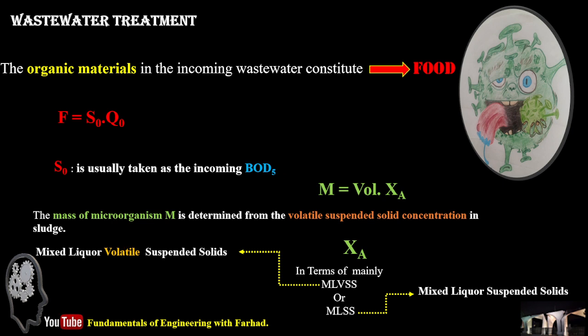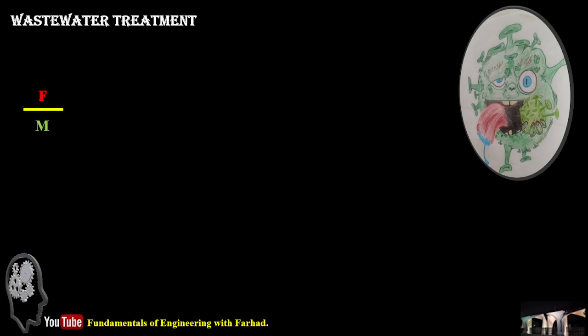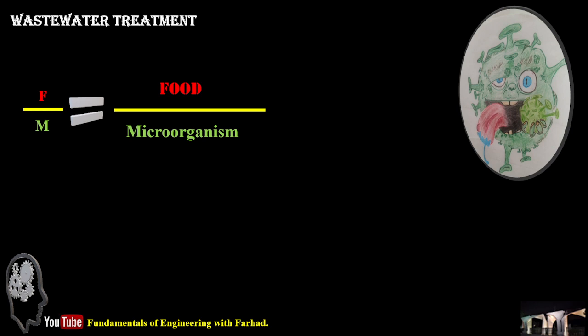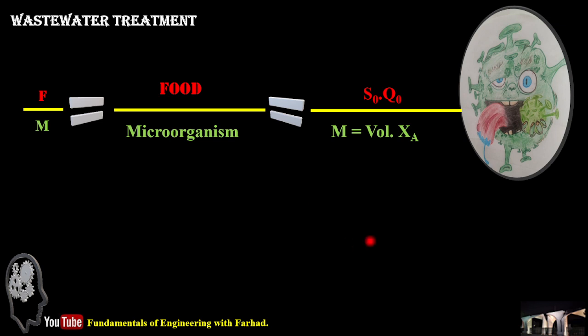And let's put it into an example to see how it works. Then F over M is food over microorganism, and that's the S naught concentration of BOD times incoming flow, over the volume of our tank times the concentration of activated sludge.